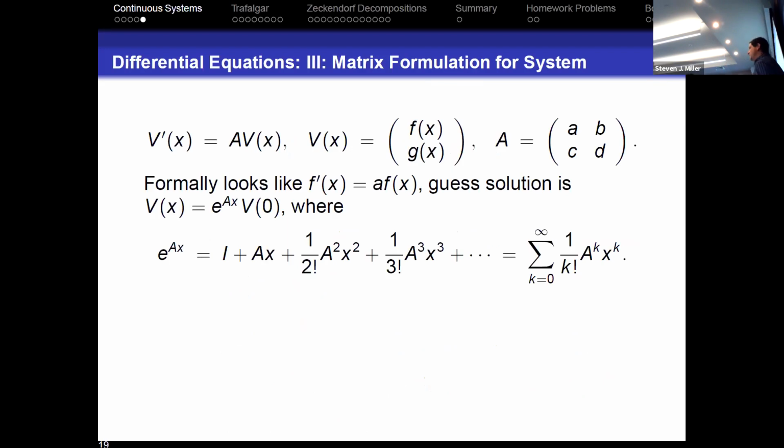And this is the idea of mathematics: reduce to something you know. The solution before was e to the ax, where a was a constant. Now the solution is e to the ax, where A is a matrix. And it turns out you've got to figure out now how you deal with the exponential of a matrix.